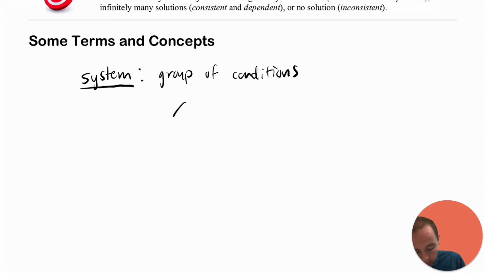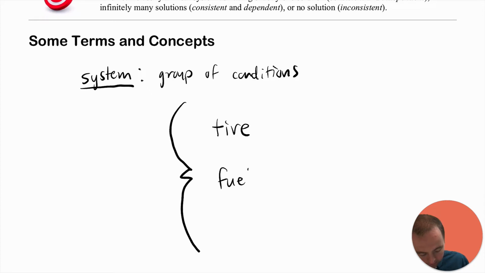Whenever we do use a system, we always want to have a left brace that groups all of the different conditions together with one another, and we do this in mathematical contexts as well. So the example that I want to use right here is the following. We've got a system here, and each of the individual conditions are tires, and then fuel and a driver.